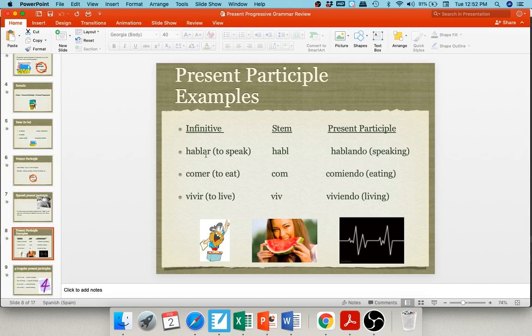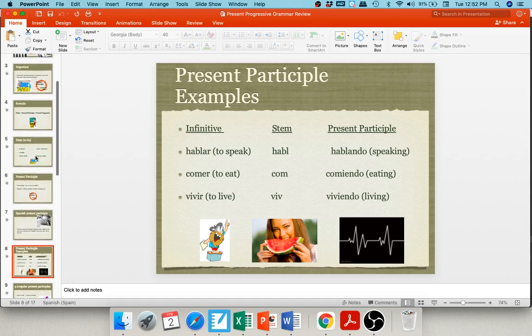So hablar was my verb, to speak. I chopped off the AR in hablar. I was left with the stem, H-A-B-L, and I added back ando. So we changed to speak into speaking. Comer, we've chopped off our ER. We're left with the stem com, and we've added yendo. So we changed to eat to eating. Same thing with vivir, which became viviendo.